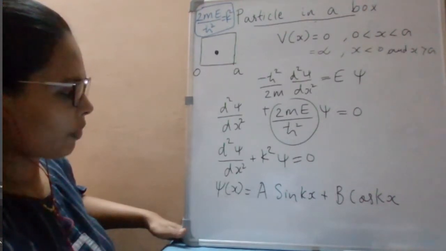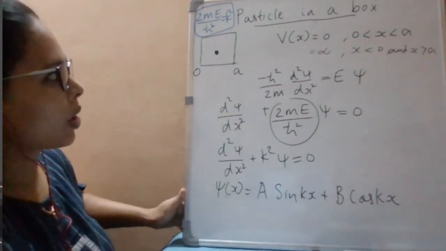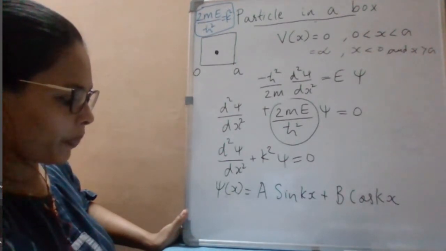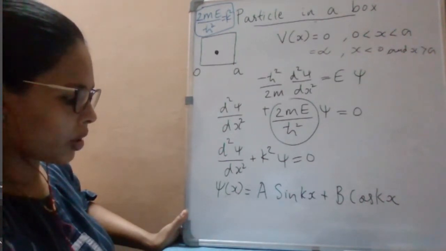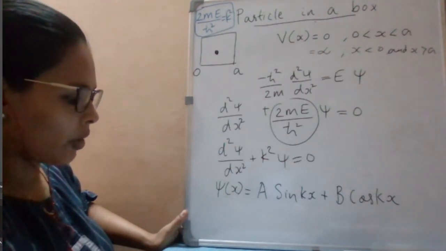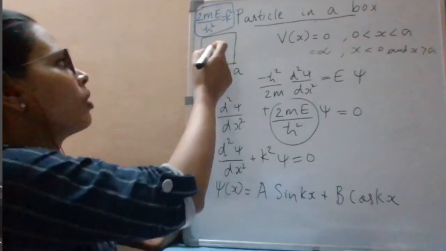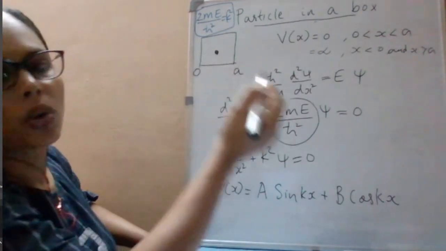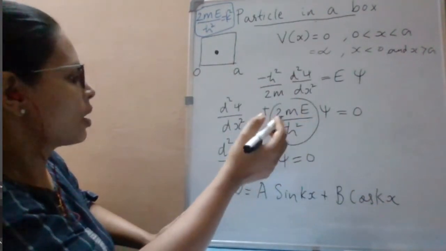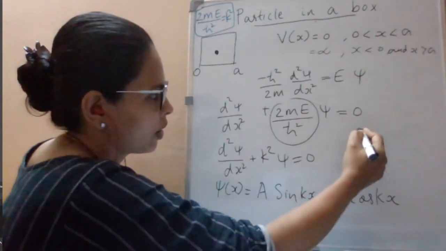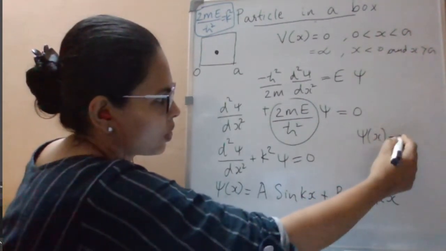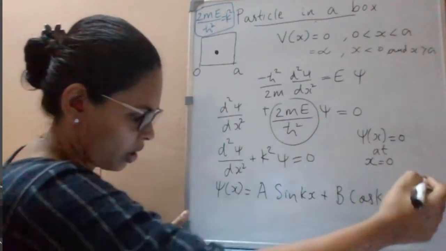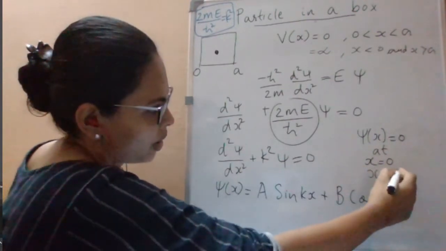Now we have to apply the boundary conditions. We are already familiar with the boundary conditions. The boundary condition says that at x equal to 0 and x equal to a, the wave function reduces to 0. That means we know that the particle is inside this box, not at the walls or beyond the walls. So our condition is going to be psi of x is equal to 0 at x equal to 0 and x equal to a.